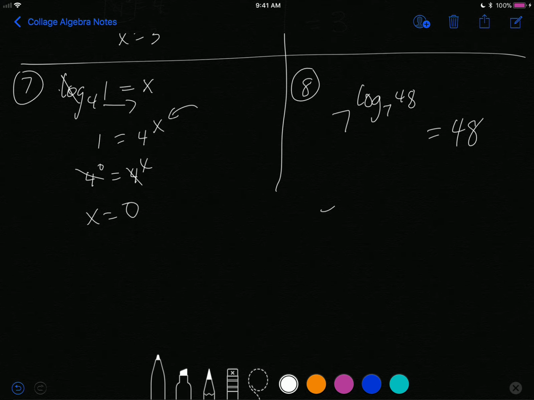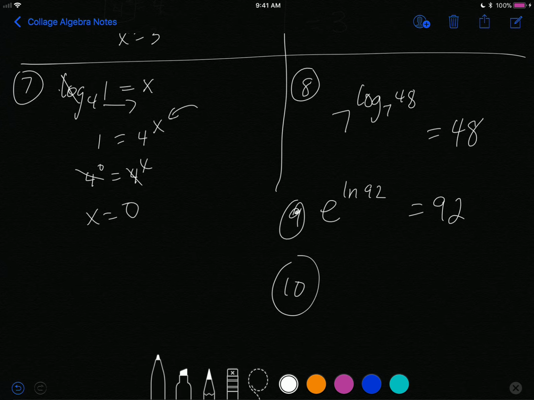Similarly, if I had e raised to the ln of 92, the answer is simply going to be 92, because the e and the ln cancel each other out. Again, similarly, I guess I should write a 9 here and a 10 here. If I have ln of e to the 5th power, the answer is simply going to be 5. The ln and the e cancel each other out.